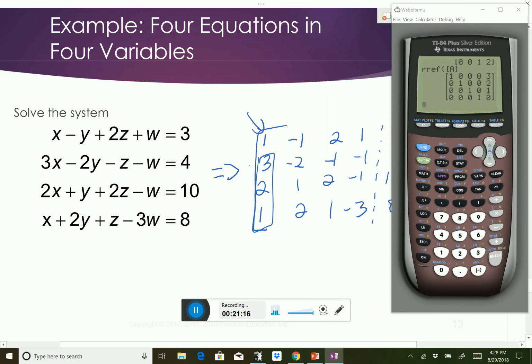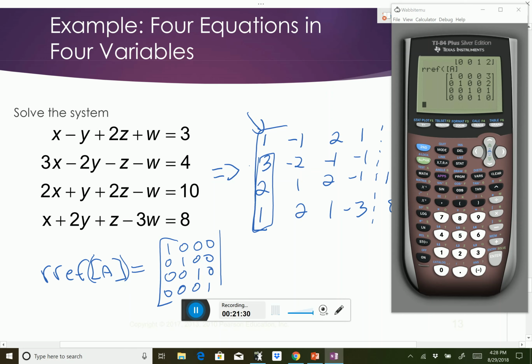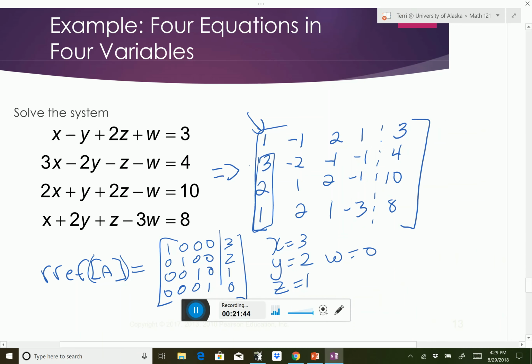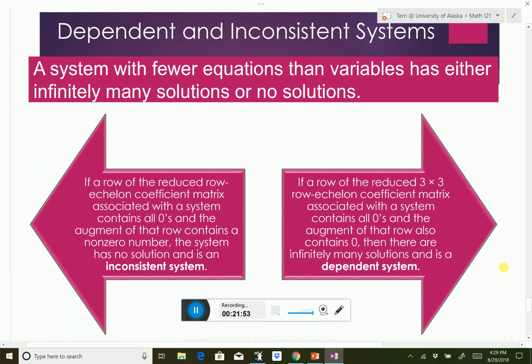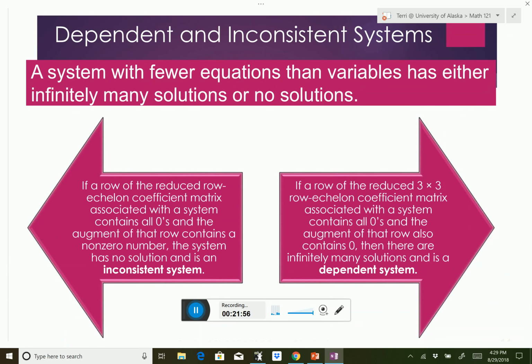So I go RREF of A, and then that equals 3, 2, 1, 0. So x equals 3, y equals 2, z equals 1, and w equals 0. And I had to do very little work, which really, really helps. So that RREF helps a lot. So let's talk about these dependent and inconsistent systems and what happens.